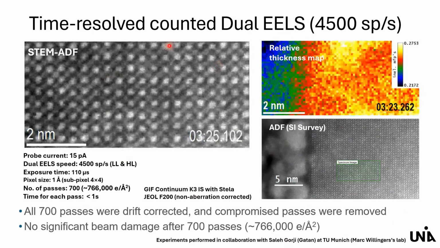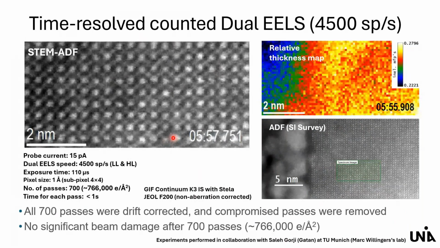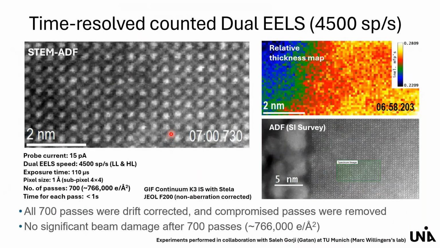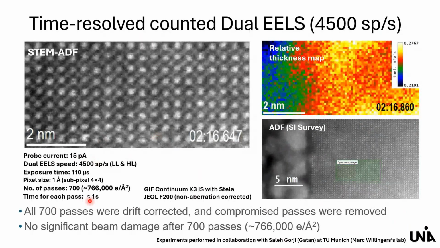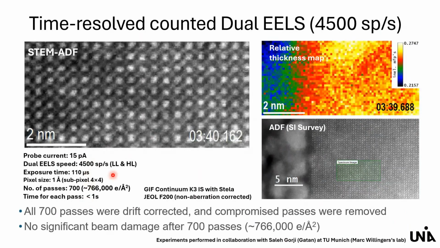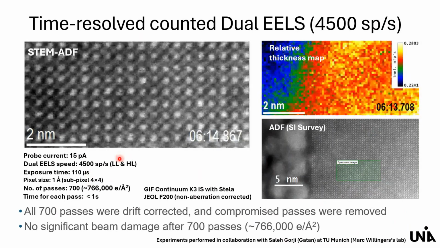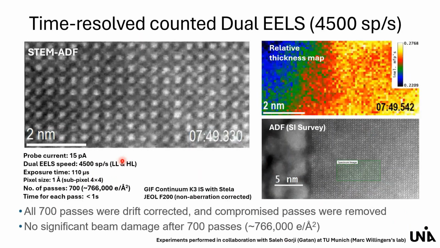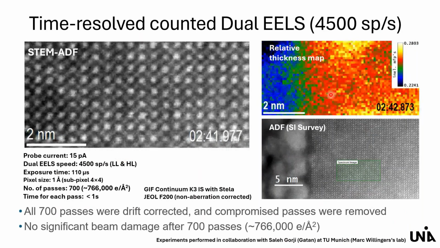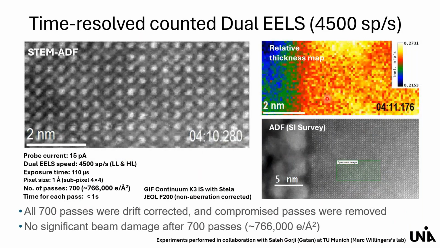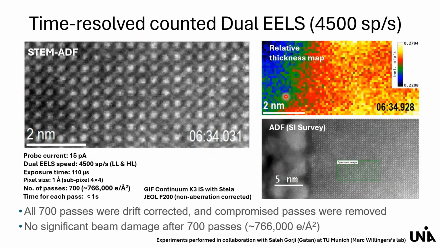One image, one pass here, one record is less than 1 second. That means an even lower dose was applied here with a lower probe current and an even shorter exposure time, these 110 microseconds. And even after 700 passes, the total dose is something like 700,000 electrons per square angstrom, but you don't see any significant beam damage. That means the total dose is higher, but it's distributed over more frames, and therefore the beam damage can be reduced.